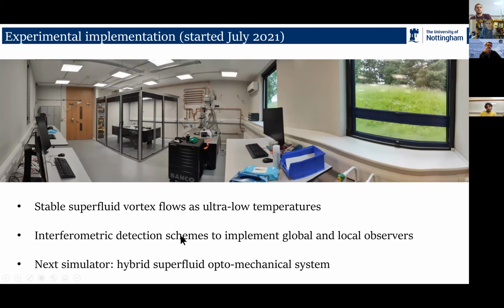Local observers can be thought of as particle detectors in the system. We wrote a paper about that with Bill Unruh, Jörg Schmiedmayer, and Jorma Louko. And the interferometric techniques need to be set in a clean room environment, hence this box here. And then of course, the challenge is to bring these observers together with the new quantum system. So we have to set up a hybrid superfluid optomechanical system, and that's the goal.